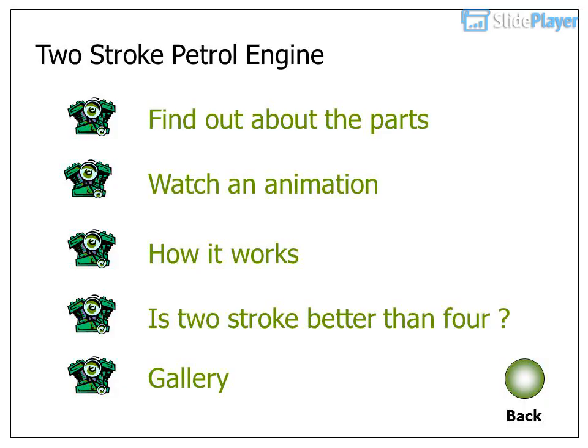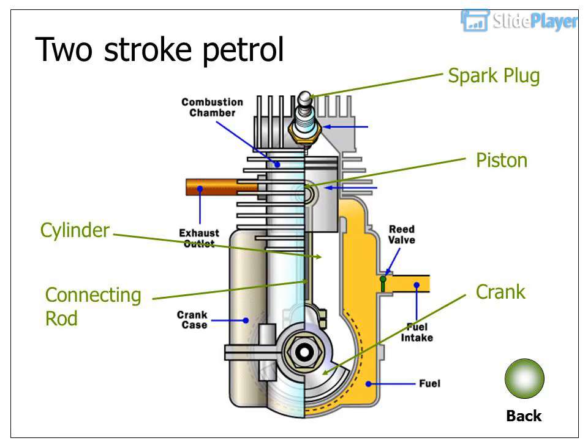Two-stroke petrol engine. Find out about the parts. Watch an animation. How it works. Is two-stroke better than four? Two-stroke petrol engine parts: spark plug, piston, cylinder, connecting rod, crank.